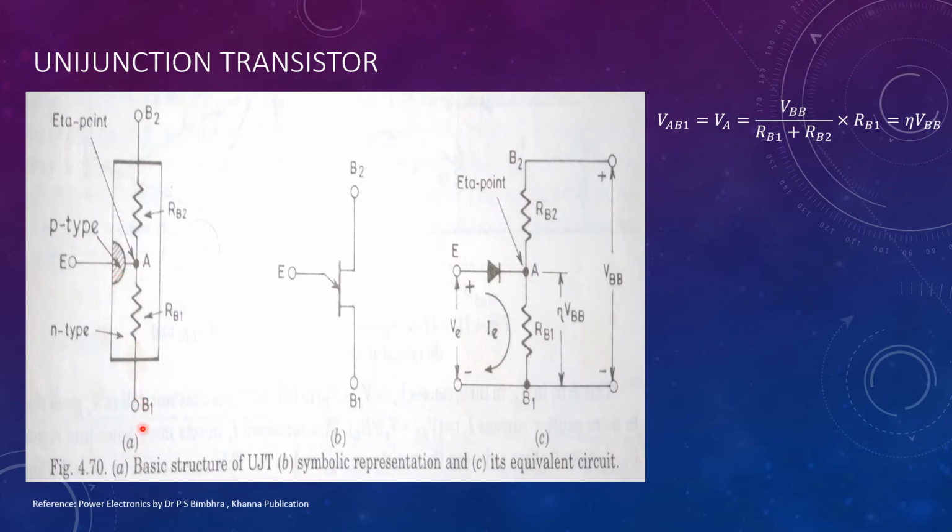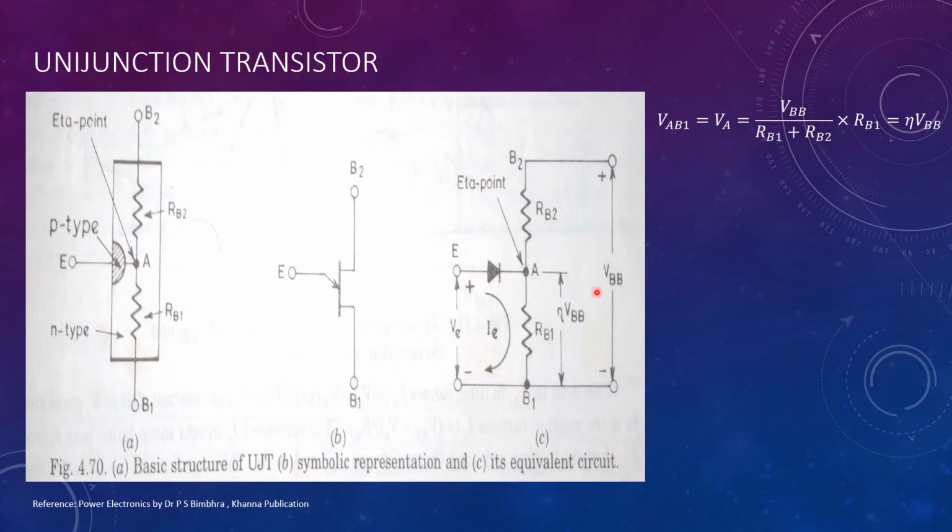Two ohmic contacts B1 and B2 are provided at each end. The UJT has three terminals: emitter, base 1 and base 2. Between base 1 and base 2, the unijunction transistor behaves like an ordinary resistance. RB1 is the internal resistance from base 1 to eta point A. RB2 is the internal resistance from base 2 to eta point A.